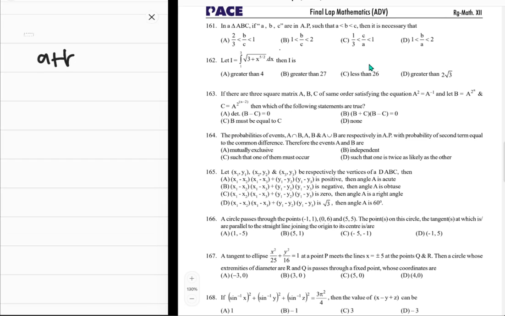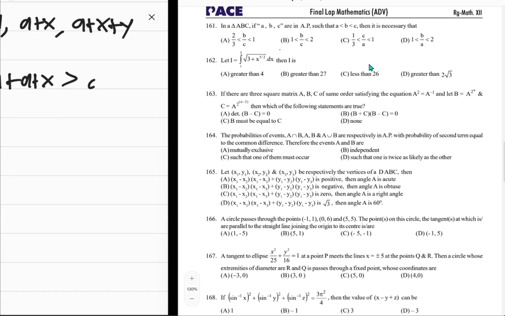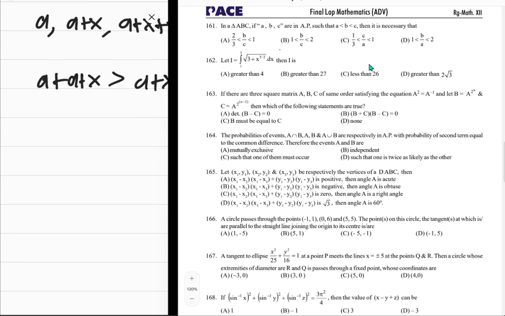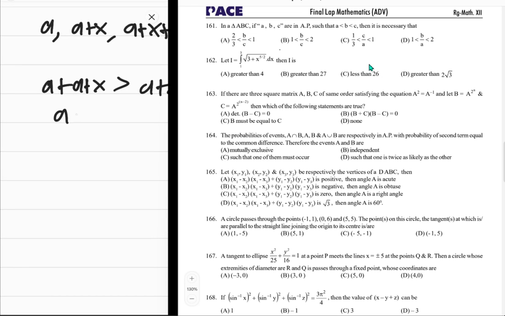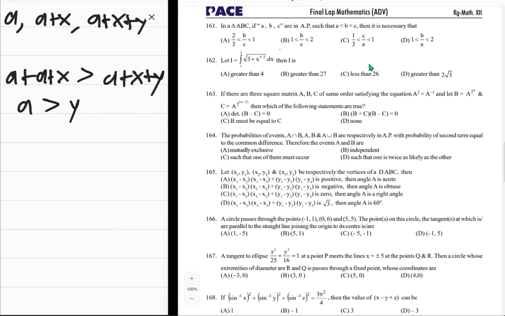You can maybe say, okay, fine, maybe A is just B minus X, and let's say A, B, C are in fact A, A plus X, and A plus X plus Y, where X and Y are positive numbers. Then of course you will have the triangle inequality. So the sum of the two smaller sides must be bigger than the largest side. That means A plus A plus X is bigger than A plus X plus Y, and from that we have A is bigger than Y. That's all it's saying actually.